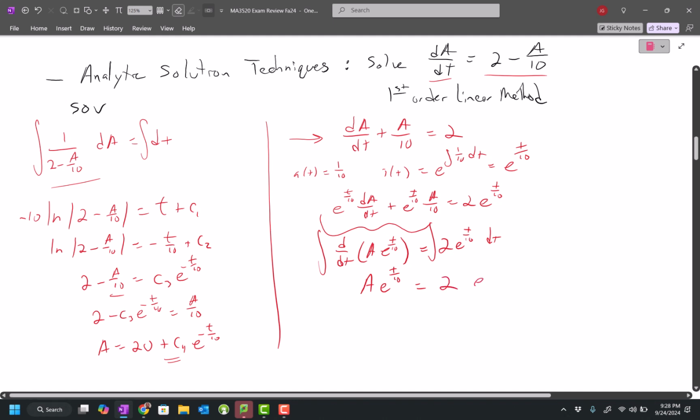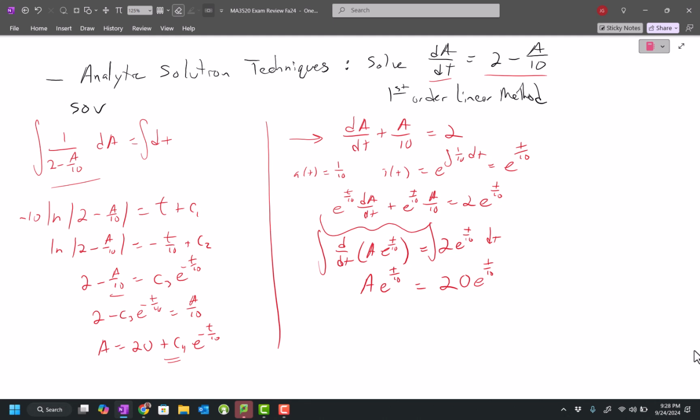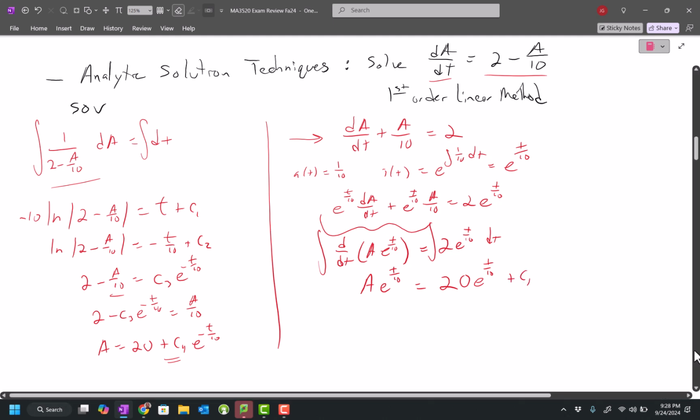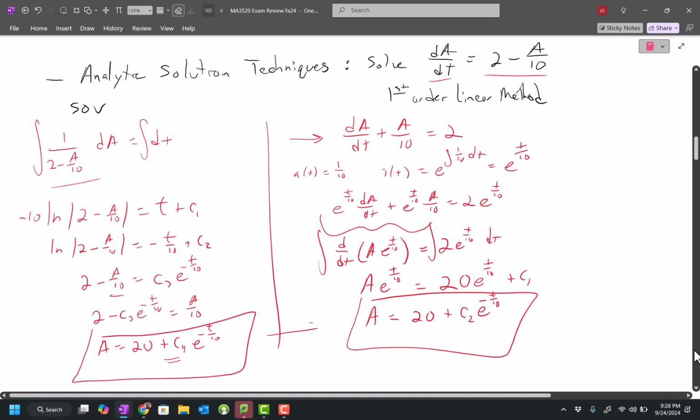Integrating an exponential is pretty much an exponential, but here I would divide by that extra constant. In this case, that would result in multiplying by the reciprocal to give me 20 e to the t over 10 plus some constant, call it c1. And lastly, I'm going to multiply through by e to the negative t over 10 to solve for a. That will leave me with 20 plus some new constant, e to the negative t over 10. And apart from the names of my constants, we can see my two solutions match, which of course they should.